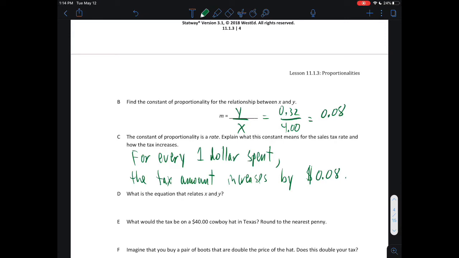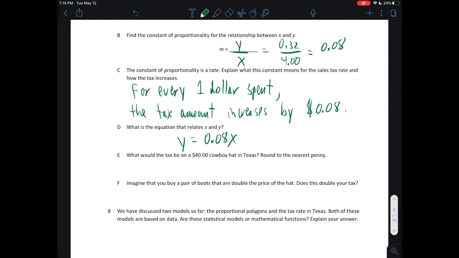So now part D. What is the equation that relates x and y? We've already written this down. It was y equals 0.08x. Part E, what would the tax be on a $40 cowboy hat in Texas? So if you purchase something for $40, then the tax amount is what y is telling you. That would be 0.08 times $40 for the purchase, and that gives you a tax amount of $3.20.